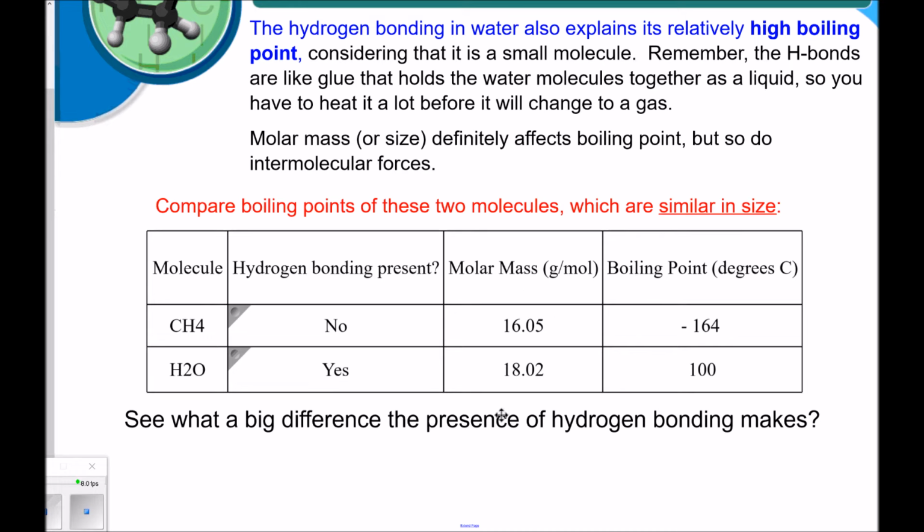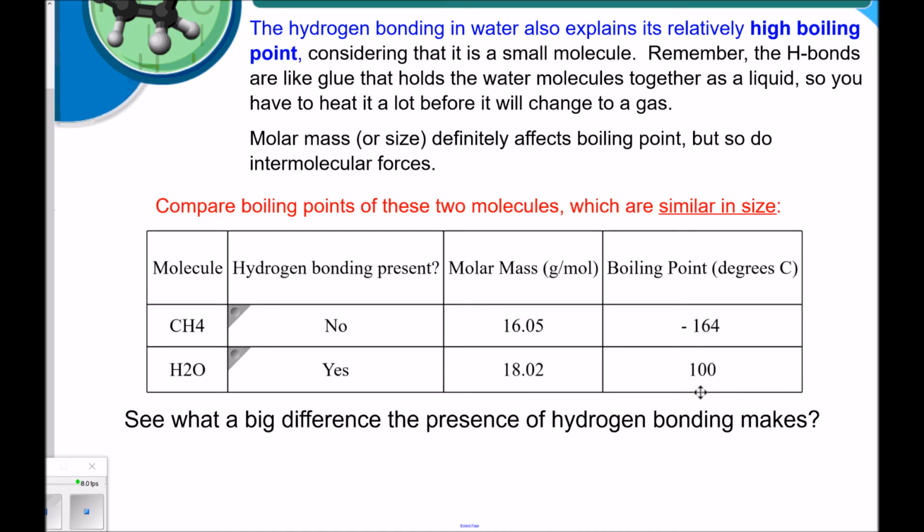Their molar masses are similar, 16 versus 18, very close, but the boiling points are a huge difference. For methane, the boiling point is negative 164 degrees Celsius, way below the freezing point of water. So what this means is methane at room temperature is actually a gas. Water, its boiling point is 100 degrees Celsius. You have to heat it up pretty warm to make it turn into a gas. At room temperature, it's actually a liquid.